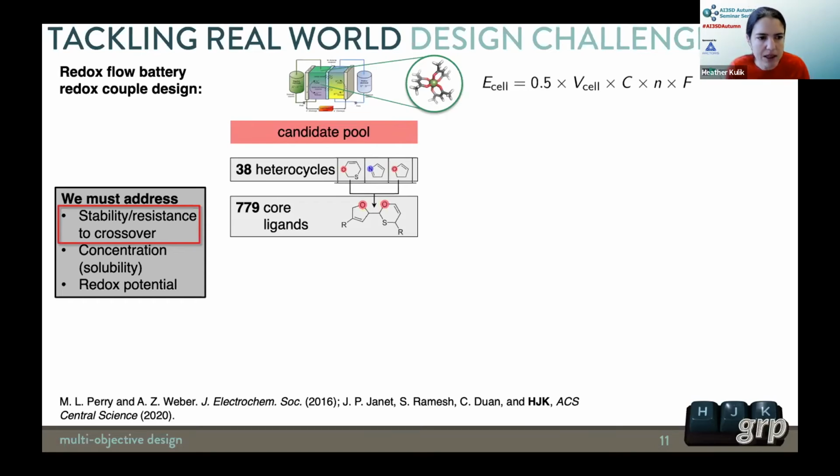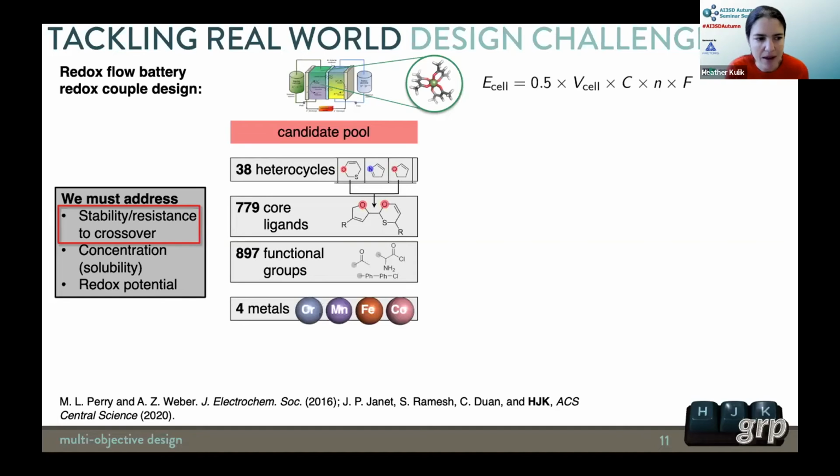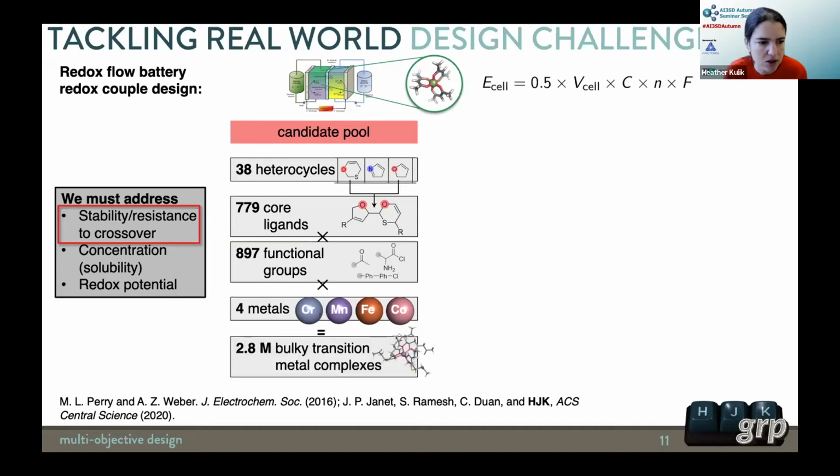We then fused them together, up to 2 unique heterocycles, to form 779 candidate core ligands. We added functional groups on the side, with the idea that these different functional groups of varying size could tune the redox potential, since I mentioned that was a very non-local feature, as well as the solubility of the material. And then we combined these with 4 earth-abundant metals, which have not been as frequently studied as candidates for redox flow batteries. Putting these all together, you get around 2.8 million candidate materials.